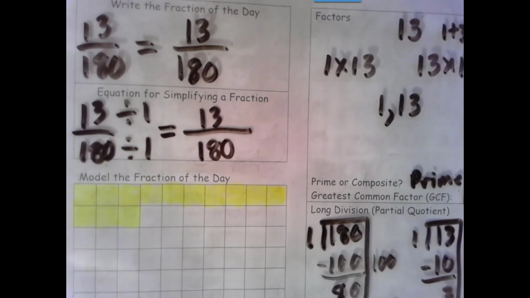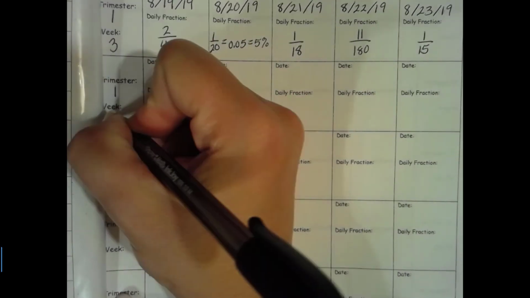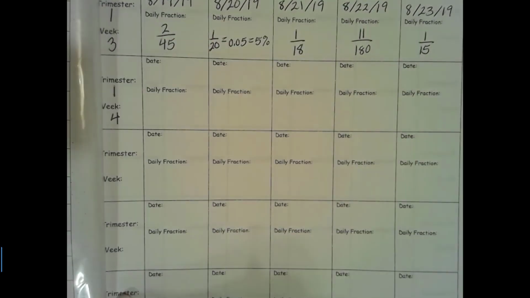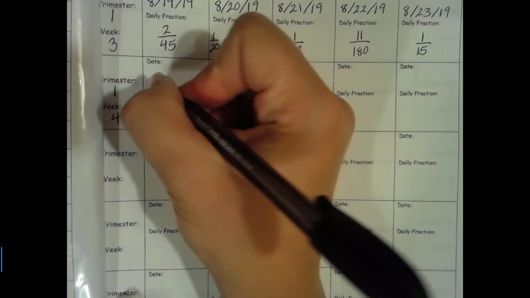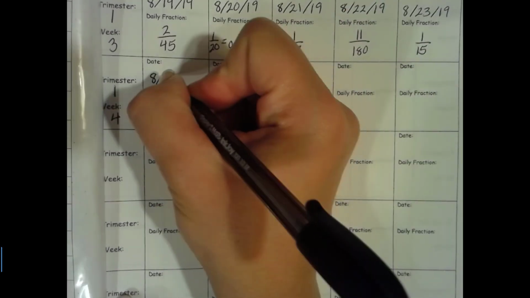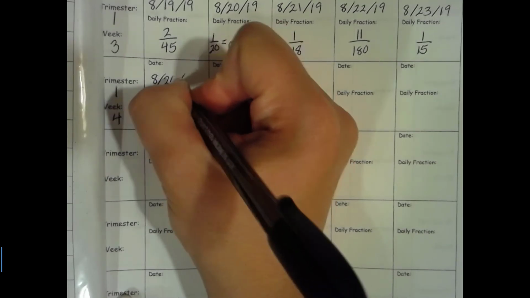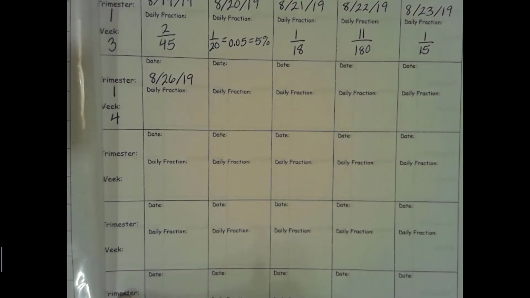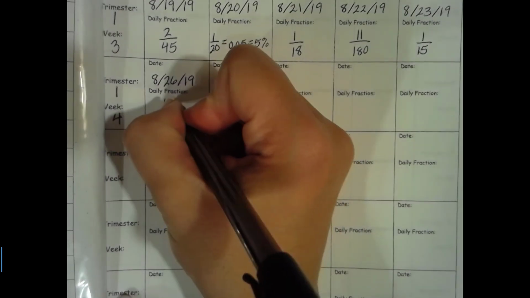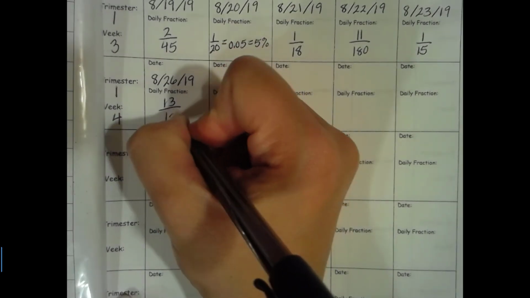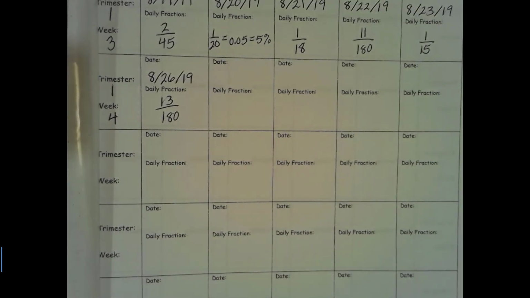Okay, now it's time to fill in our data collection page. Okay, so we are still in trimester 1. We are now on week 4. Today's date is 8/26/19. And our fraction for today is 13 180ths. 13 is a prime number and is not a factor of 180, so our greatest common factor was 1.